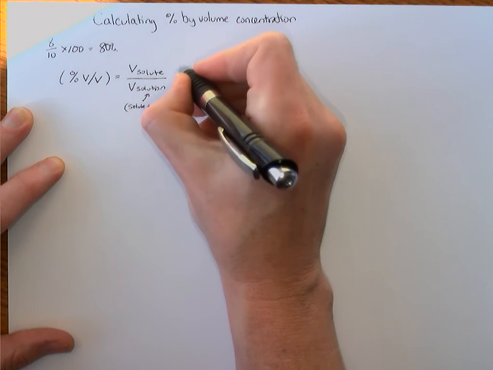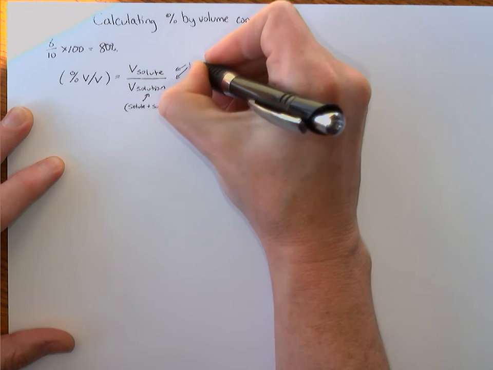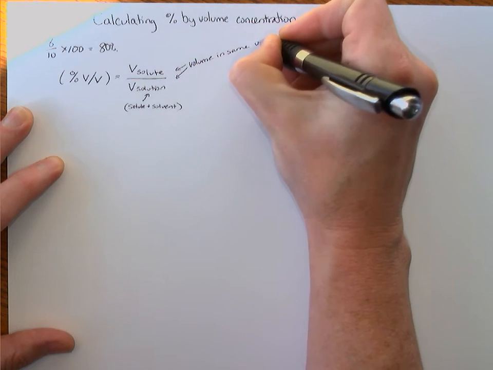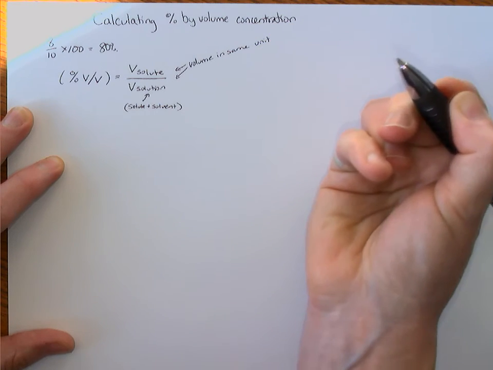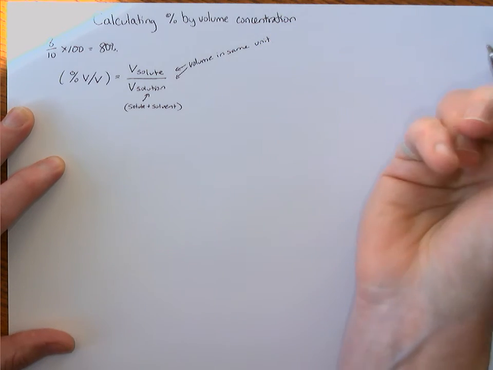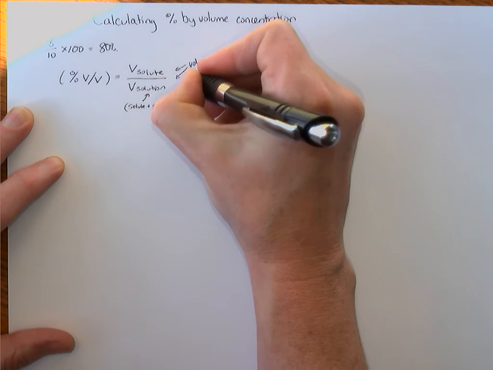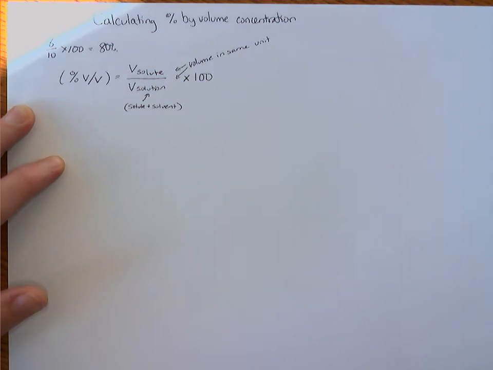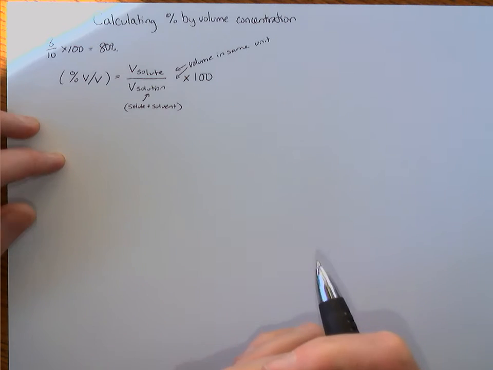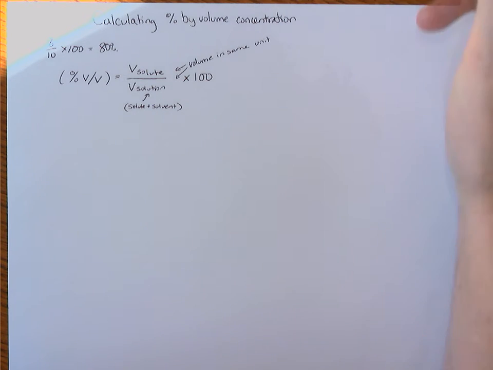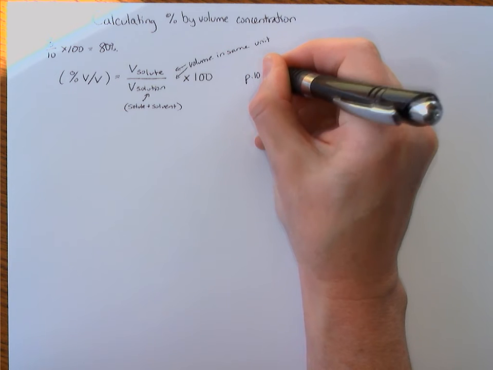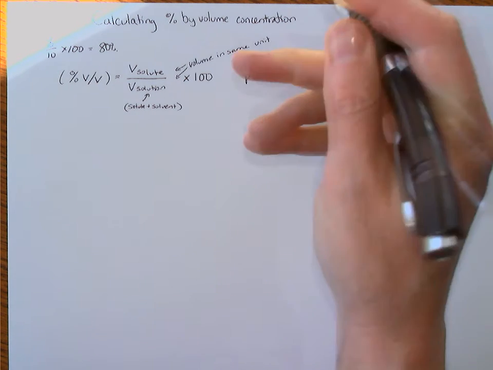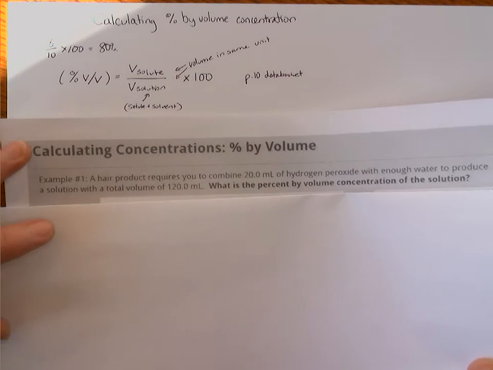And these volumes need to be in the same unit. When I say that, I mean if one's milliliters, the other one has to be milliliters. If one's liters, they both have to be liters. Okay? And then you're going to multiply by 100 to turn it into a percent, just like you did for your test mark. All right, so remembering that you can find this formula on page 10 of your data booklet, it's a good way to use your data booklet. We're going to try a first practice question.